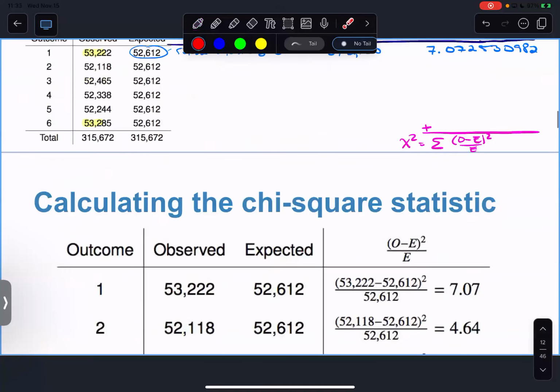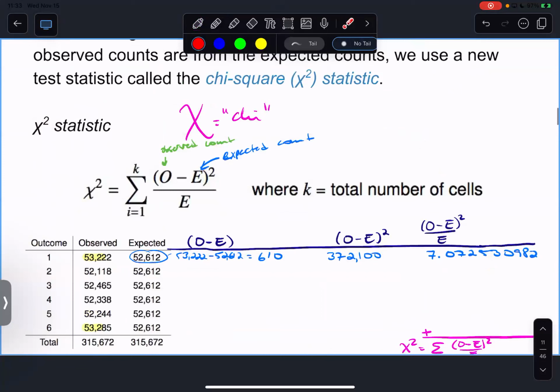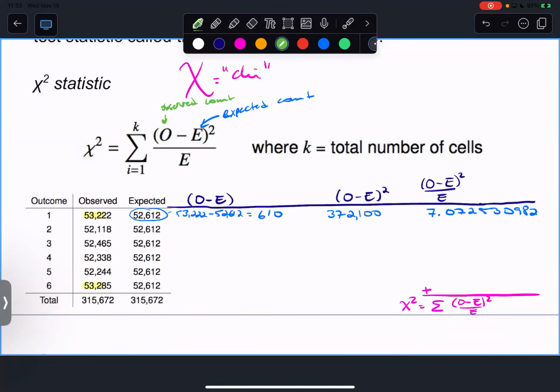Okay, so k here, from 1 to k. K is generic. Why? We're allowing for any number of cells, any number of observed counts. So k is the total number of cells or the total number of categories.